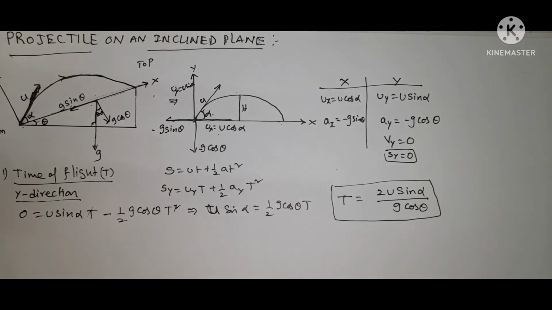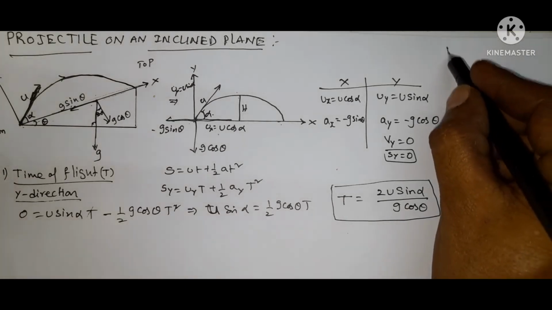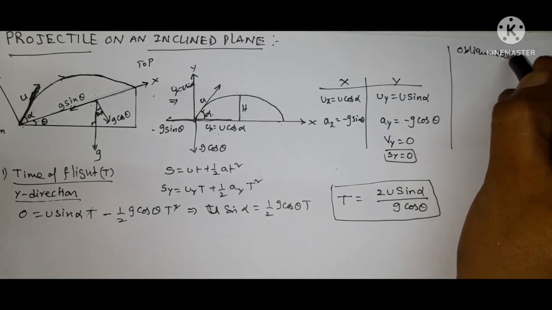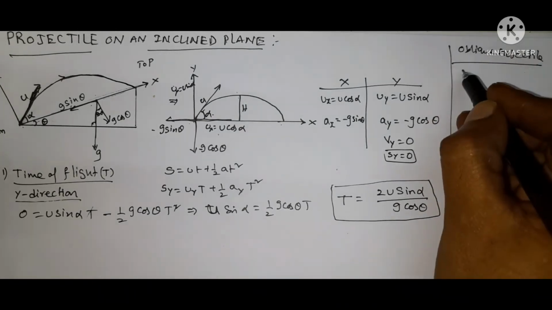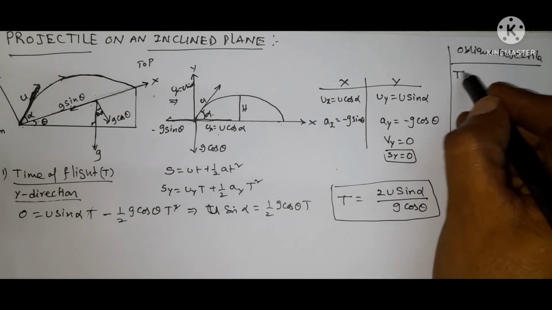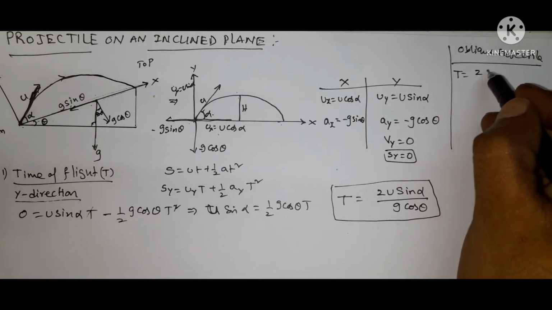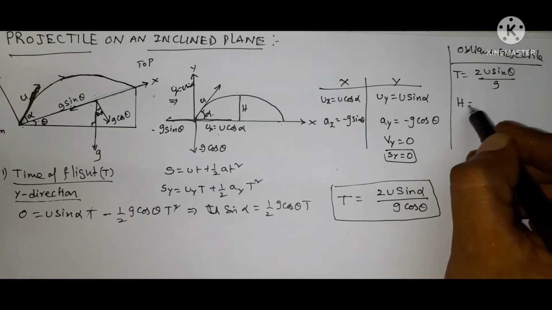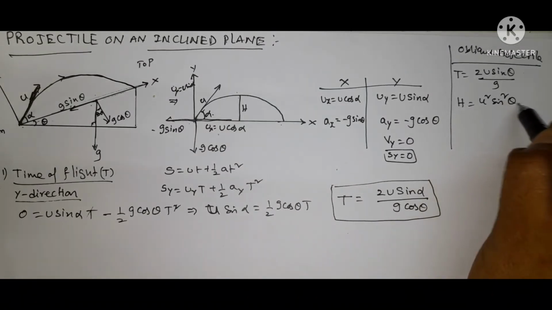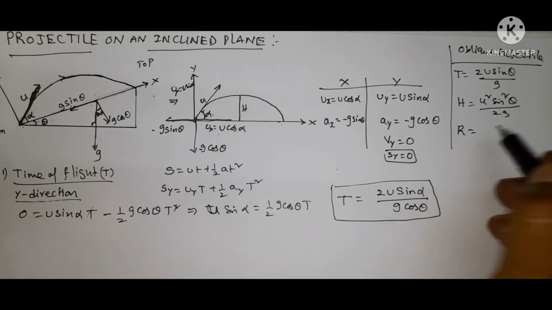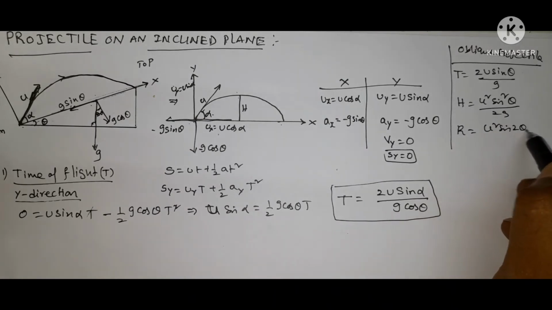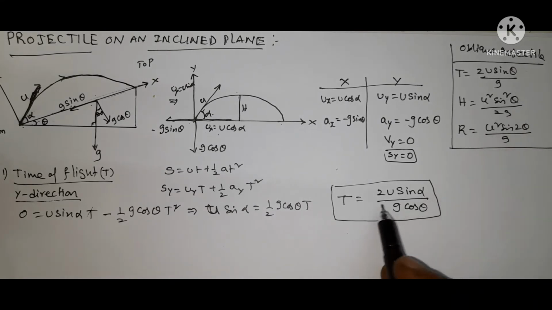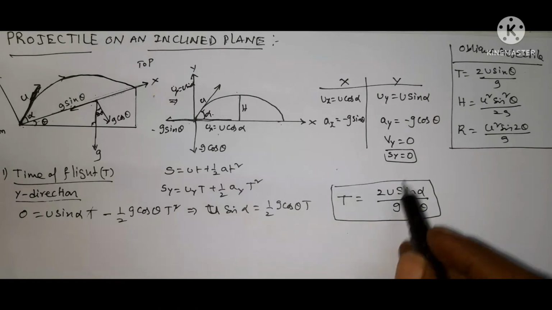In case of oblique projectile, you know the formulas: the time of flight is equal to 2u sin theta by g. For the maximum height, the formula is u square sin square theta by 2g. For the range, it is u square sin 2 theta by g. These are the formulas in the oblique projectile. Now from this you can get the formula. It is better to write in terms of axes.